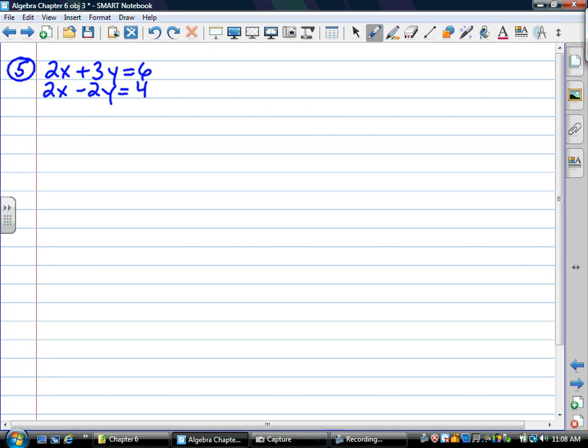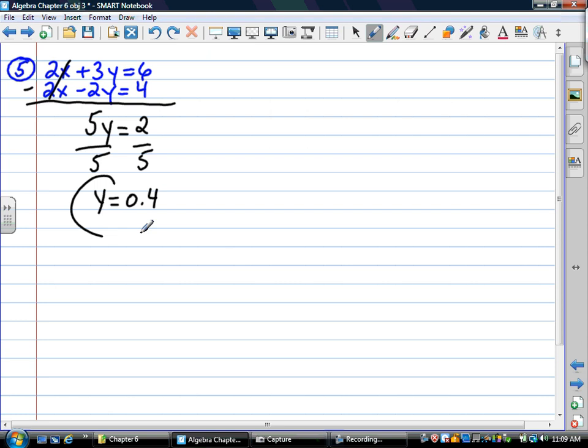Will we add or subtract to eliminate the variable here? I don't see coefficients that are opposites, so I see coefficients that are the same, so I know I'm going to have to subtract to eliminate the variable. 2x minus negative 2x, they're going to eliminate. That's going to be 0. 3 minus negative 2, that becomes 5y. 6 minus 4 is 2. Solve for y, we divide by 5 on both sides of the equation. y is going to be equal to 4/10 or 2/5.